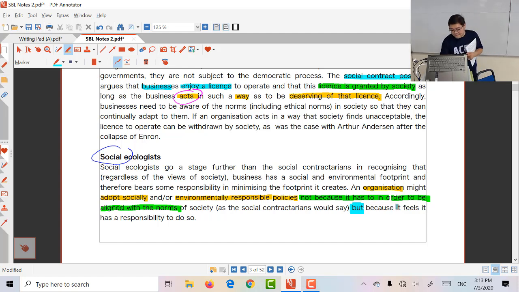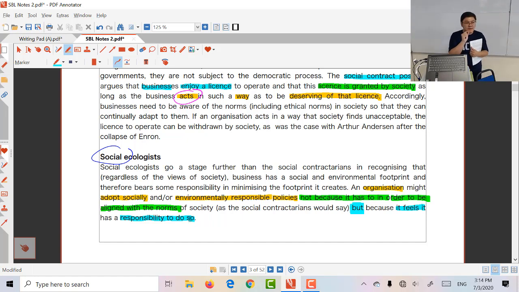But it feels it has a responsibility to do so. So it's a position that is more voluntary. Social contract is more obligatory. This is more voluntary. So they want to do it because they feel the need to do it.